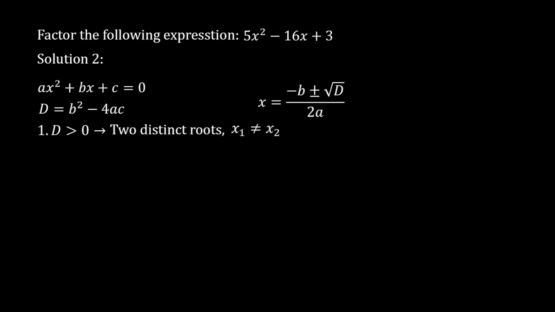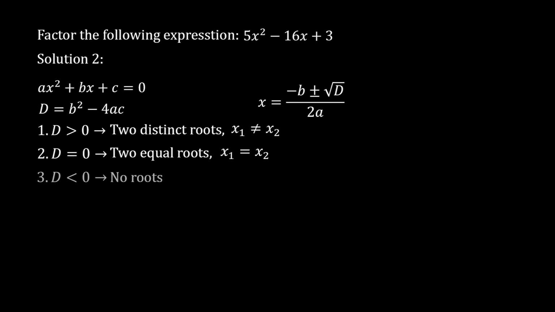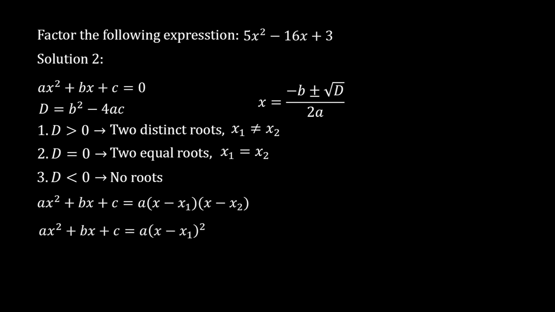If d is greater than 0, the quadratic equation has two different real roots or zeros. If d is equal to 0, the quadratic equation has two equal real roots or zeros. If d is less than 0, the quadratic equation has no real roots. If d is equal to or greater than 0, the quadratic expression can be written in intercept form, the product of a, x minus the first root, and x minus the second root. When d is equal to 0, the roots of the quadratic expression are the same, and the intercept form will be the product of a and x minus the root squared.